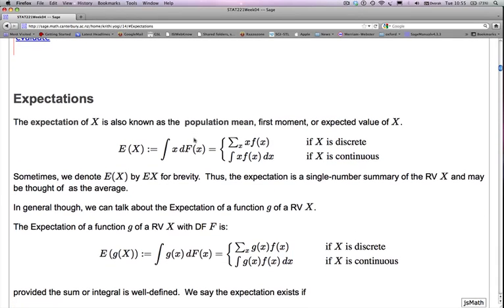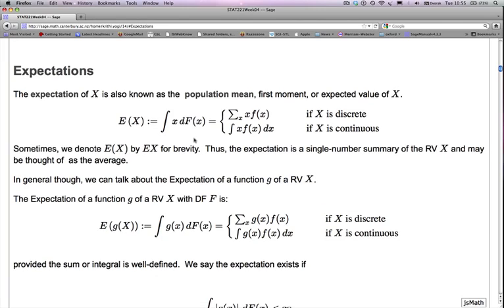Now let us look at expectations. The expectation of a random variable capital X is also known as the population mean, the first moment, or simply the expected value of x. It's denoted by E of x, E for expectation. And what is E of x? It's the expectation, and it's defined as the integral of x little d capital F of x.